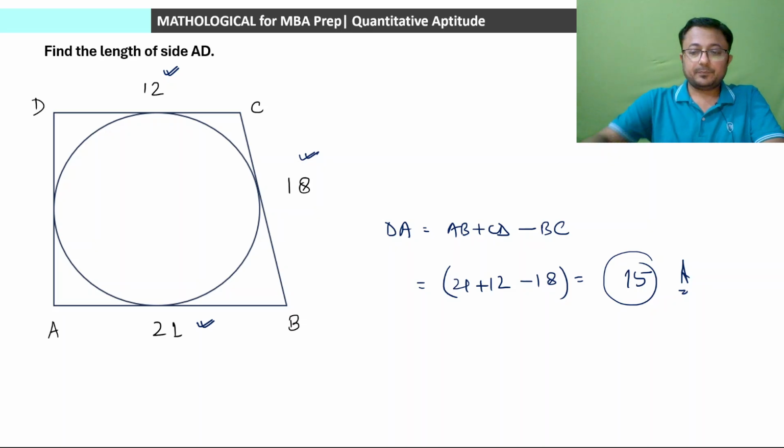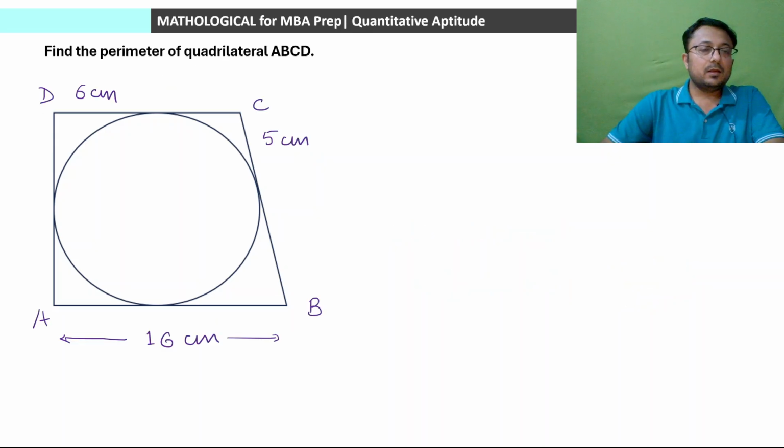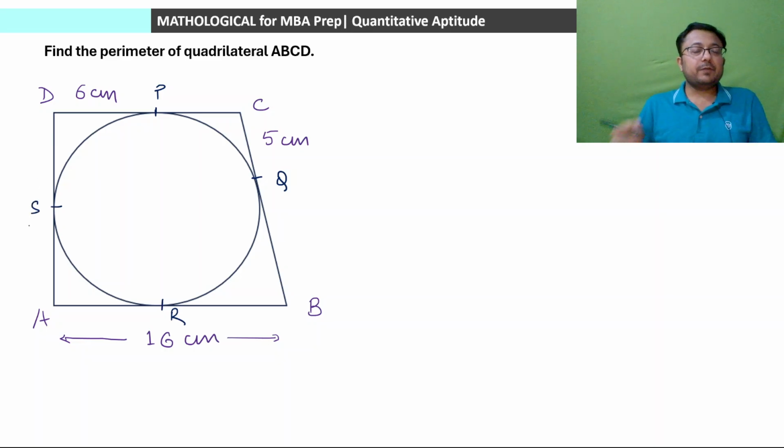Okay. Next question. Find the perimeter of the quadrilateral ABCD. If we have been given DP is equal to 6, CQ is 5 and AB is 16. So we need to find out perimeter of the quadrilateral ABCD. So if DP is 6 centimeter, then DS will also be 6 centimeter. These two will be equal. This will also be 6. Similarly, if CQ is 5 centimeter, PC will also be 5 centimeter. This will also be 5.